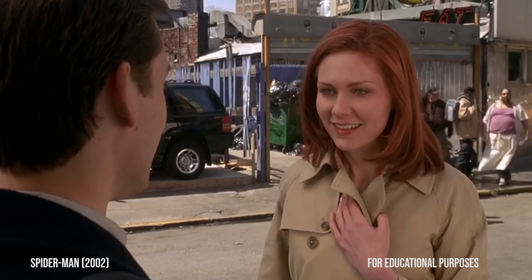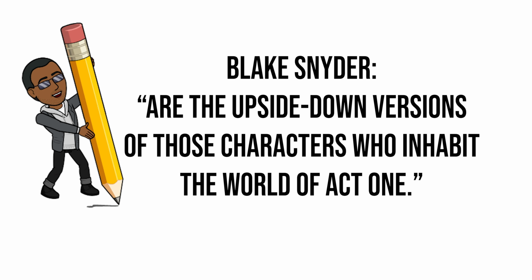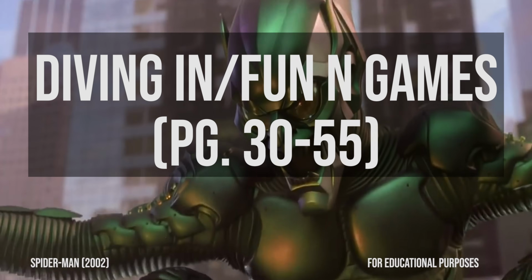Even though the B story is here to give us a little break from the A story, the B story should have the pure essence of our theme. This love story provides an open forum for you to discuss the theme of the film openly. Our protagonist will draw his strength from the characters, concepts, and lessons that he's learned from characters in the B story to help push him into Act 3 and eventually achieve victory in the end. According to Snyder, we may visit characters who are the upside-down versions of those characters who inhabit the world of Act 1. Story beat 9, diving in, fun and games.